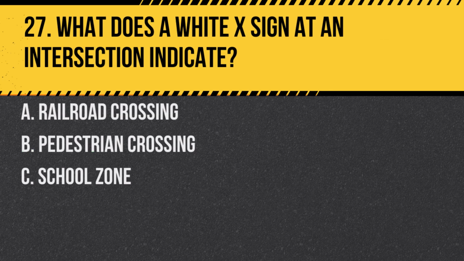Question 27. What does a white X sign at an intersection indicate? A. Railroad crossing. B. Pedestrian crossing. C. School zone. Answer: A. Railroad crossing. A white X sign indicates a railway crossing ahead.